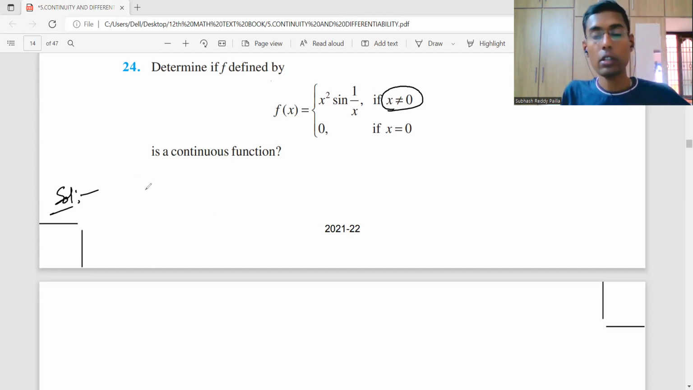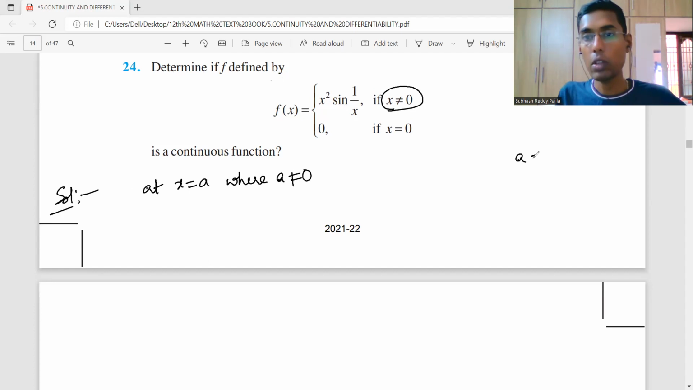now let's say we have taken a point which is not equal to 0. Let's say at x equal to a we need to check, where a is not equal to 0. That means a equal to either 1 or 2 or 3 or 4 or whatever it is. Understand? But a is not equal to 0. We have to check the continuity of the function when x is not 0. So a is not 0, that means x is not 0, therefore we have to take this one only.